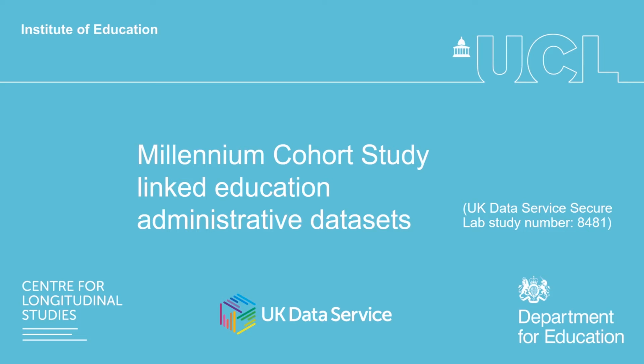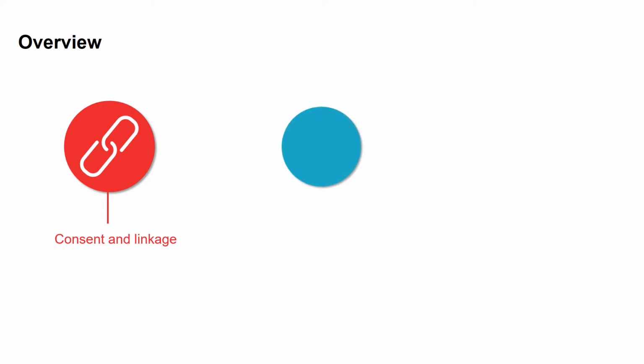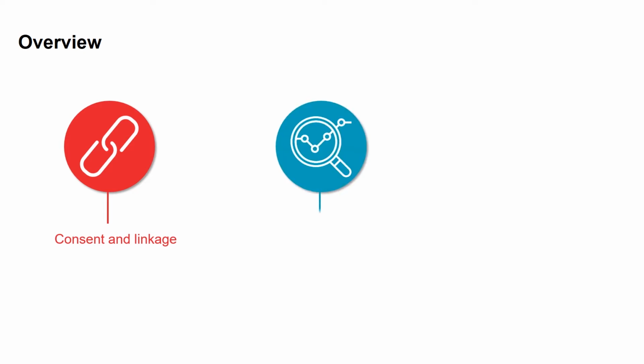This study supersedes the Key Stage 1 and Key Stage 2 studies previously held at the UK Data Service under study numbers 6862 and 7712 respectively. This video will cover cohort participants' consent to data linkage, the criteria used in the request to link education data, and a summary of the content of the datasets deposited.